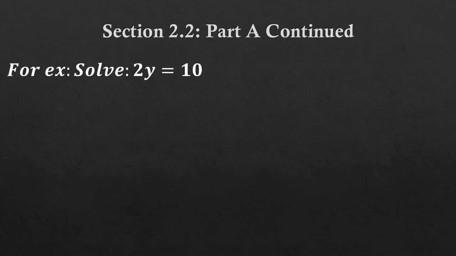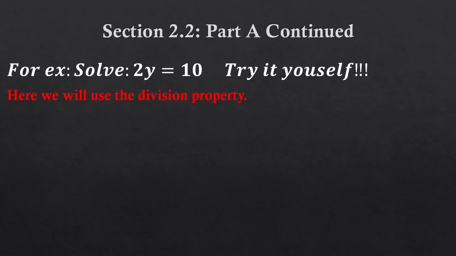Solve 2y equals 10. Once again, to solve for the y, I need to divide both sides by 2 using the division property. If I divide both sides by 2, the left-hand side, the 2's cancel, leaving the y by itself, and 10 divided by 2, both numbers being positive, equals a positive 5. So y equals 5.